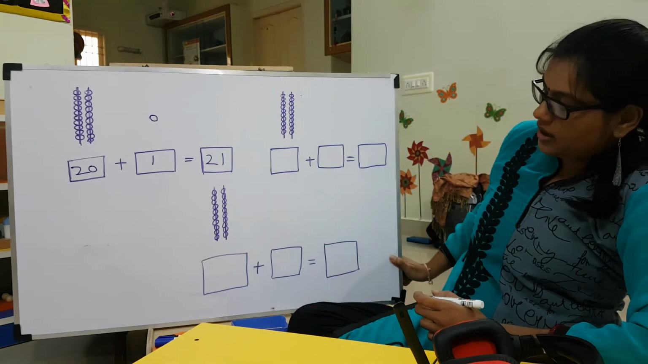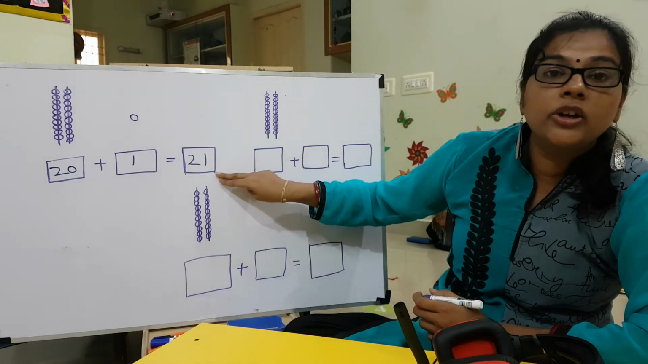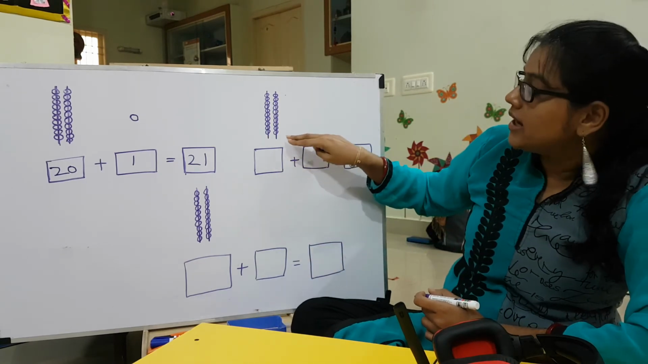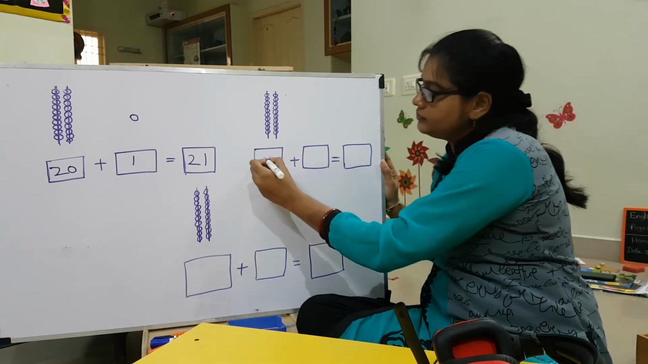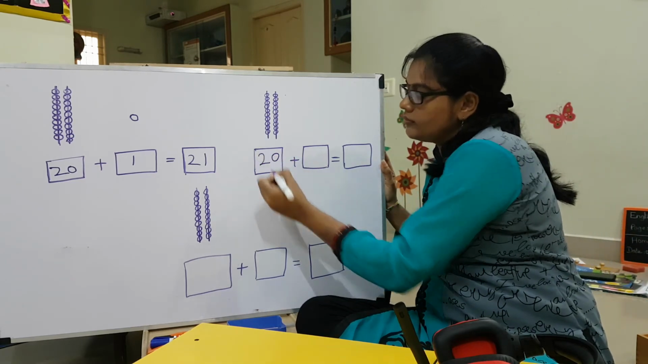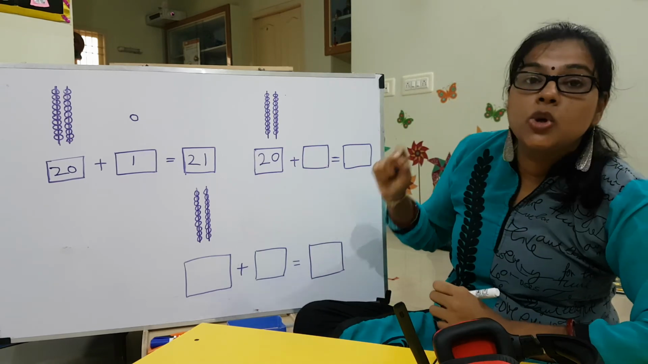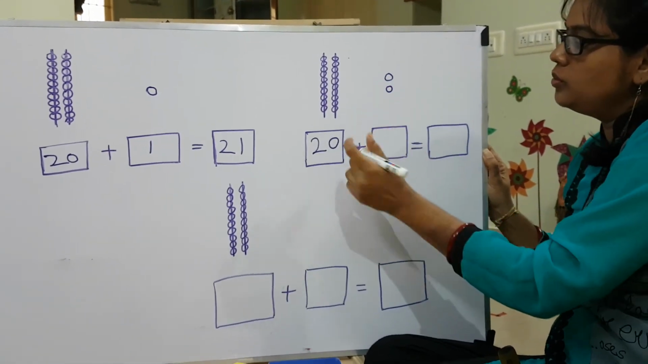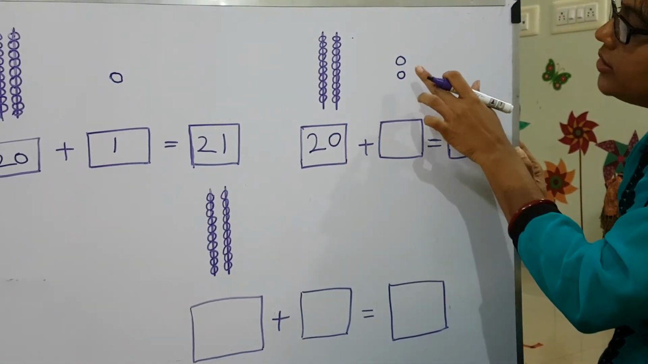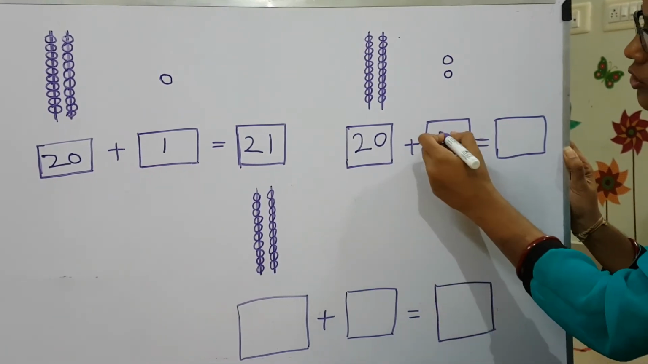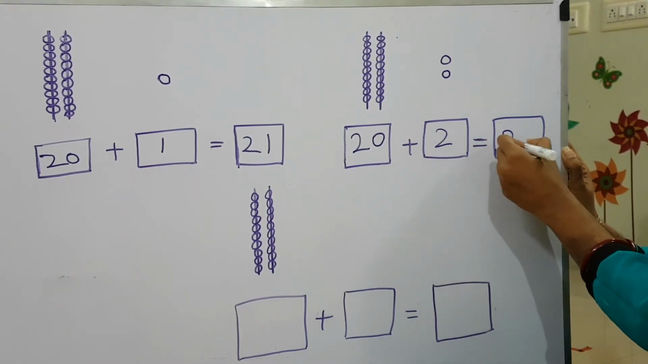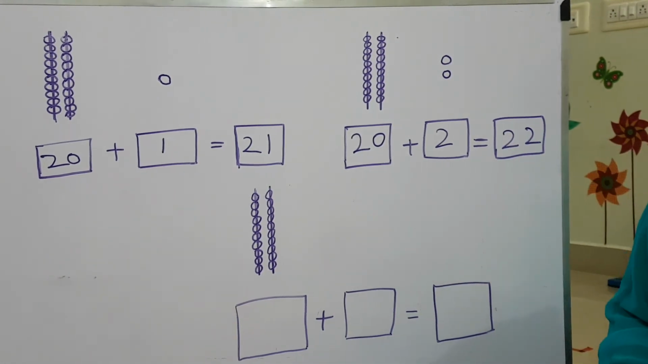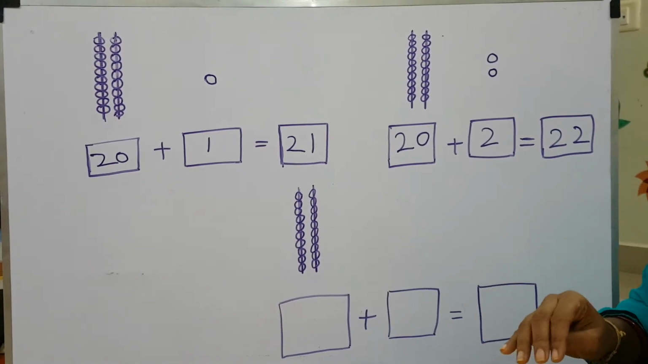Now we'll move on to the next number. After 21 you have 22. Bars of tens. 2 tens make 20. We need to make 22, so we need 2 ones. 1, 2. 20, 21, 22. So 20 and 2 makes 22. 20 and 2 makes 22.